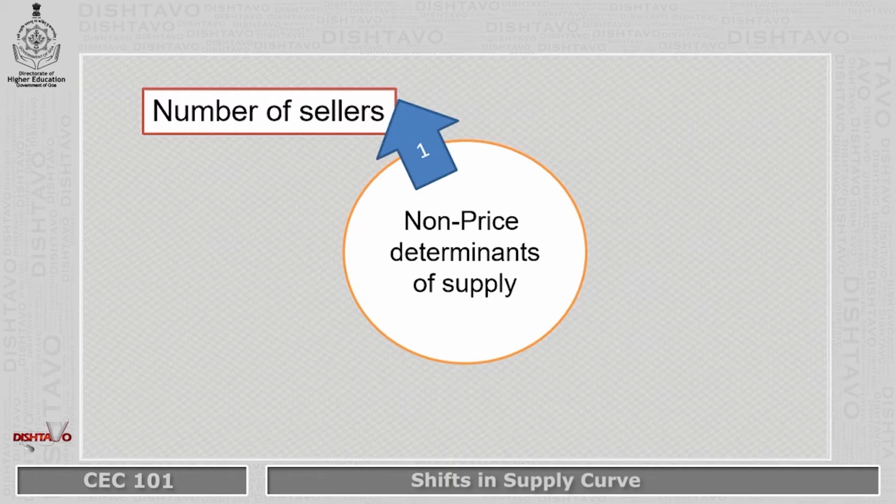As the number of sellers in the market increases, there will be more output in the market, hence the supply curve shifts towards the right. Conversely, when there are fewer sellers in the market, there will be less output in the market, and hence the supply curve shifts towards the left.